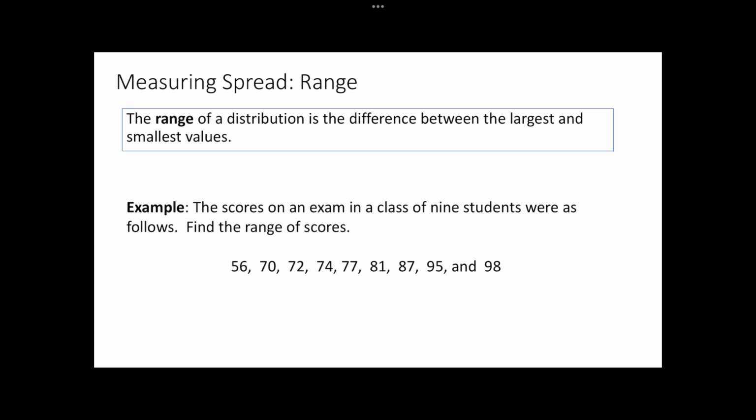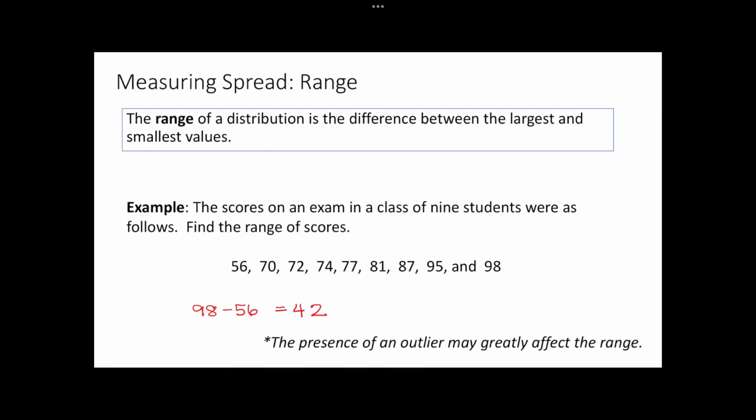The scores on an exam in a class of 9 students were as follows. Let's find the range of scores here. Well, I've already got these in order, so the range is going to be the difference of 98 minus 56, or 42. So these scores range over 42 possible values from 56 to 98. Notice that if there's an outlier, that can greatly affect the range because your outlier is going to be most likely your smallest value or your largest value.